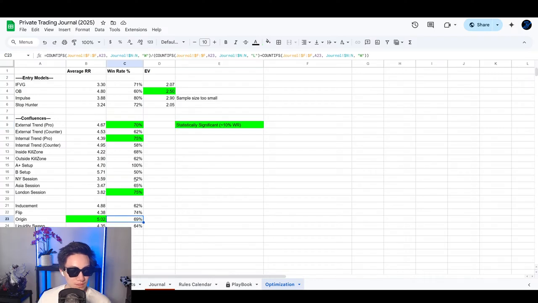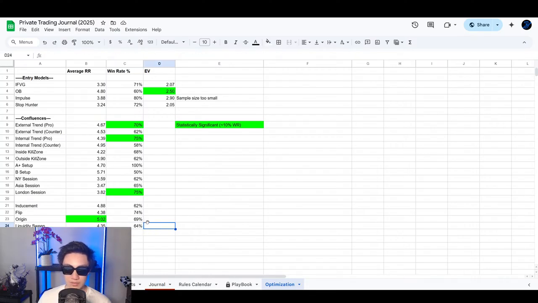Now let's see, in terms of win rate, anything significant standing out to us. Inducement being the lowest win rate is very expected, not surprised at all. That's understandable. Liquidity sweep being the second lowest, this can be understandable to an extent, because if you're taking counter trend liquidity sweeps, you will have a low win rate. So you want to take pro trend liquidity sweep setups, not counter trend.